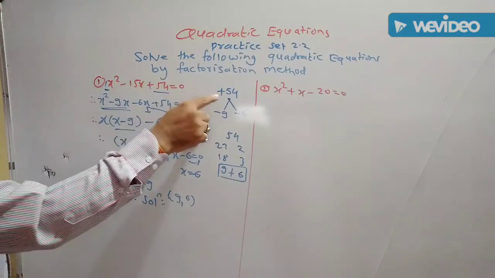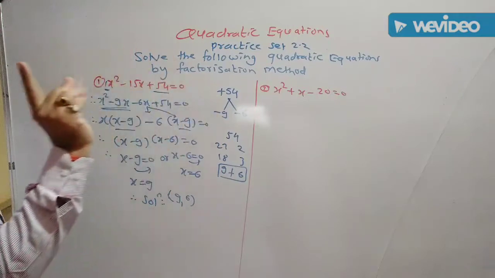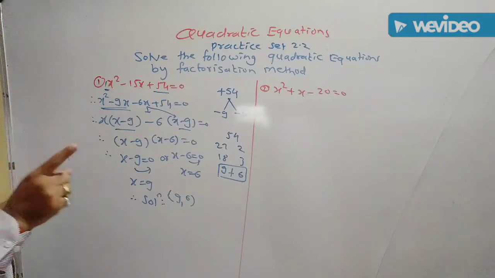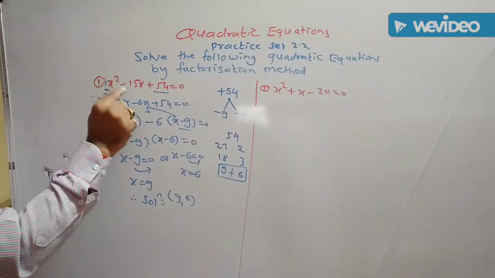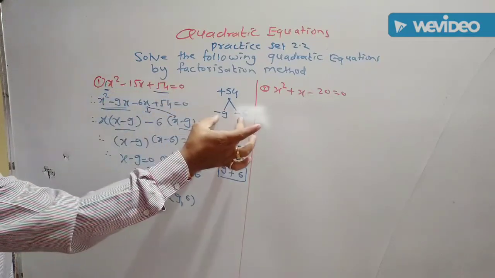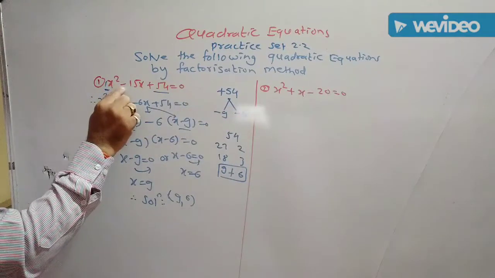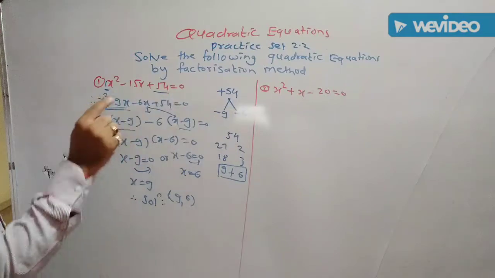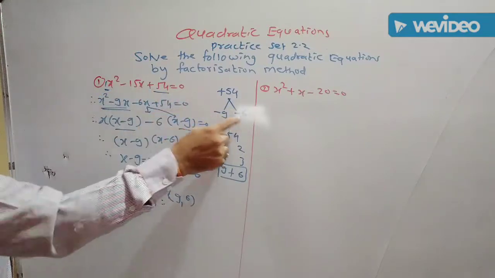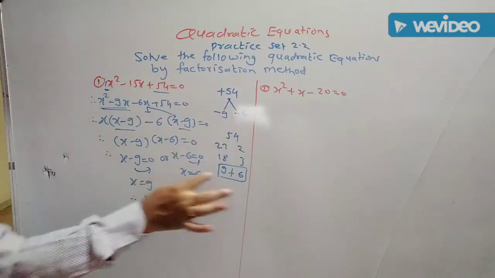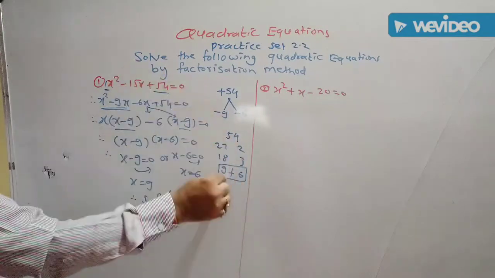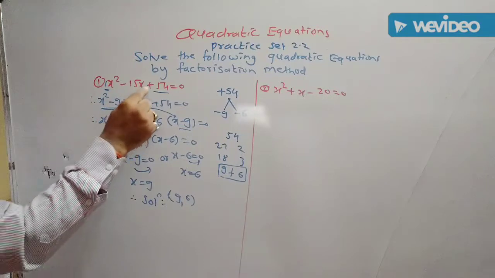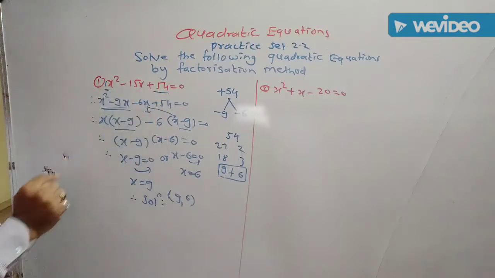Now the two numbers are both negative or both positive, having signs minus minus or plus plus. If in the example the middle term is negative, then we take minus minus. If the middle term has a positive sign, then we take plus plus. Here the minus sign is given, therefore I take minus 9 minus 6. 9 plus 6 is 15, 9 sixes are 54. Now x square minus 9x minus 6x plus 54 is equal to 0.